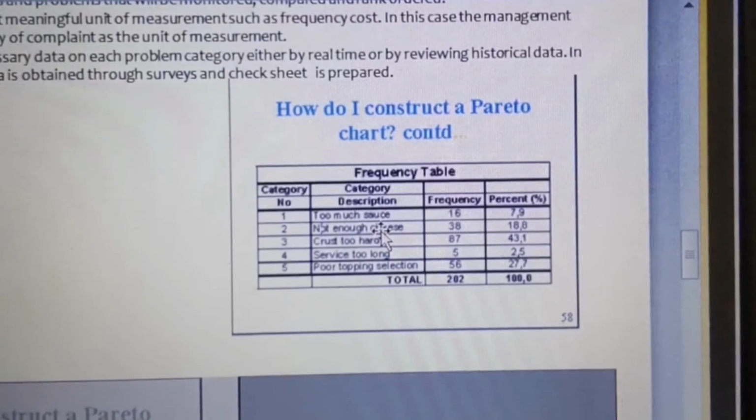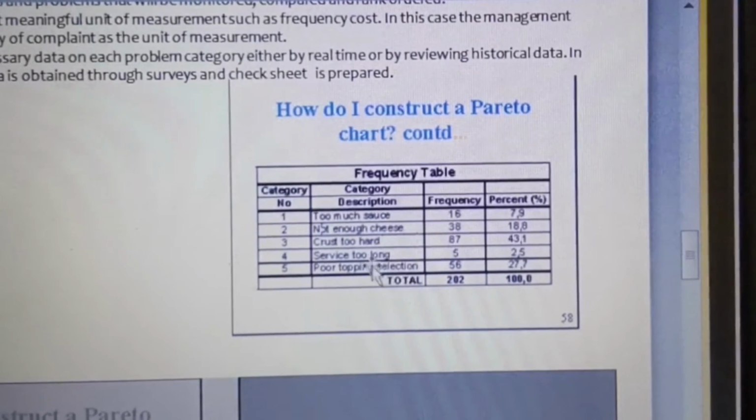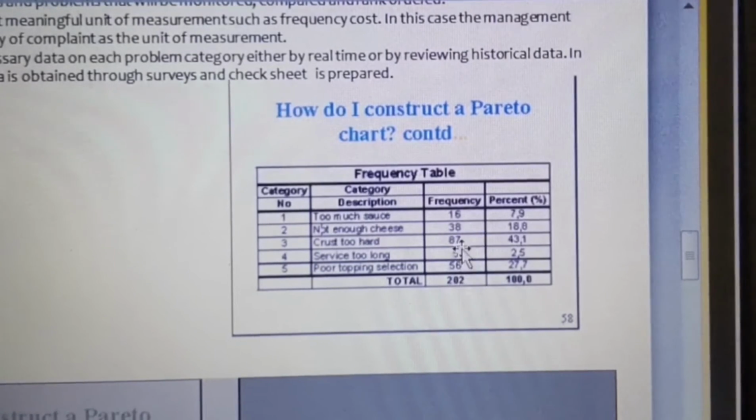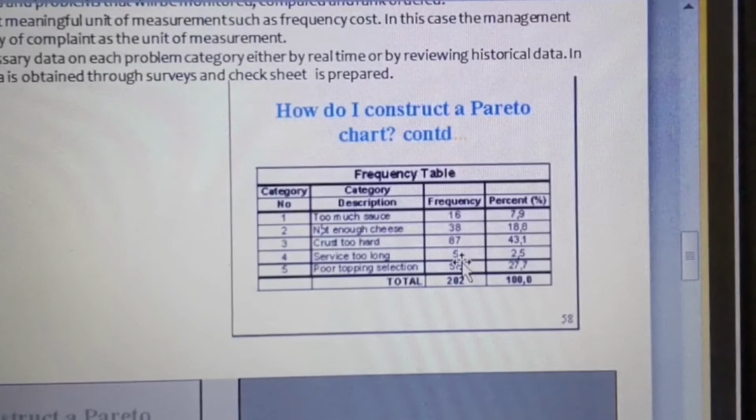Too much sauce was reported by 16 customers. Not enough cheese, 38 customers. Out of 202 customers, the most common complaint, the thing they were least satisfied with in the service, was that the crust of the pizza they sold was too hard. That is 43%.